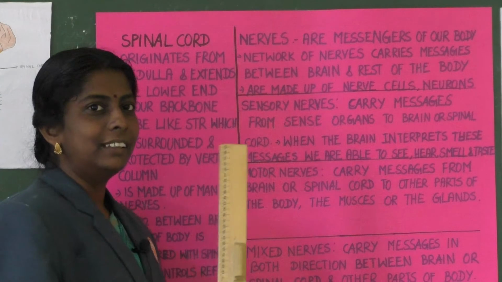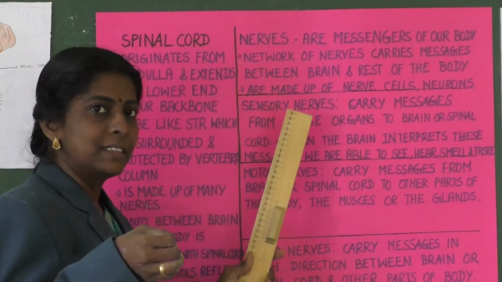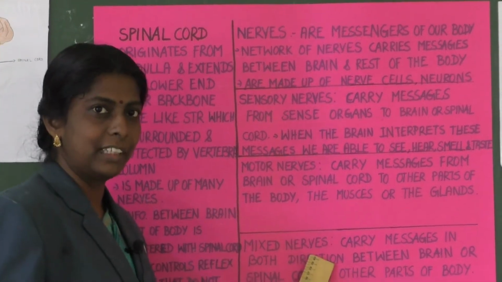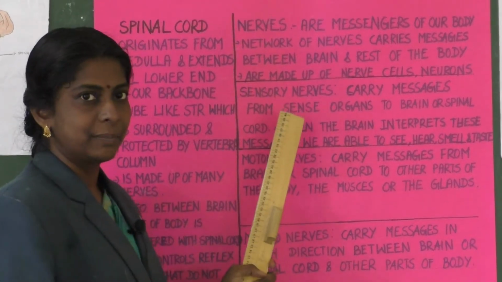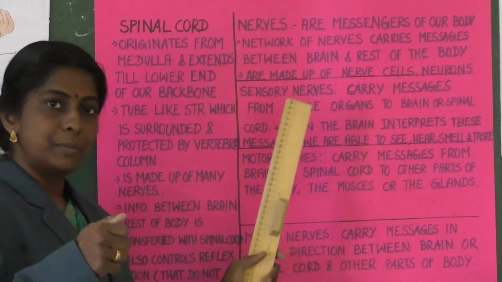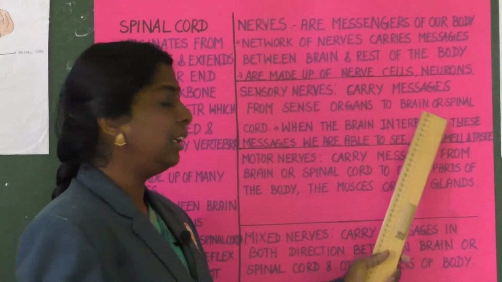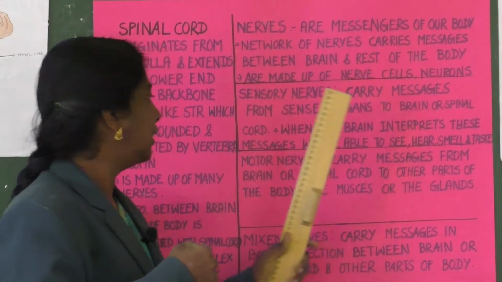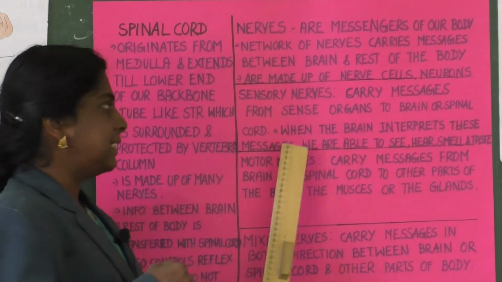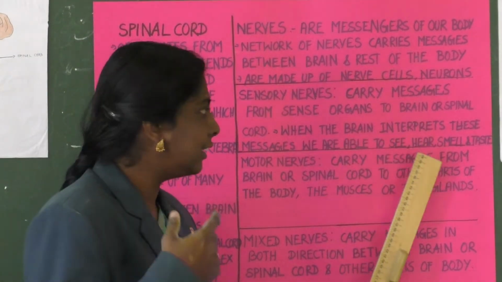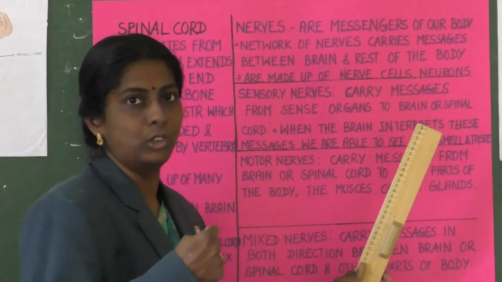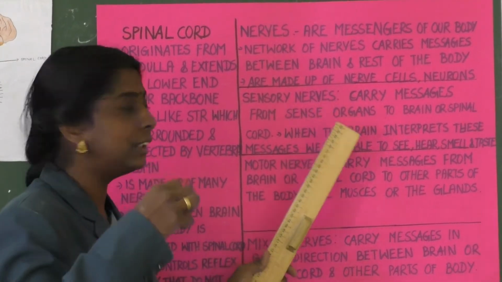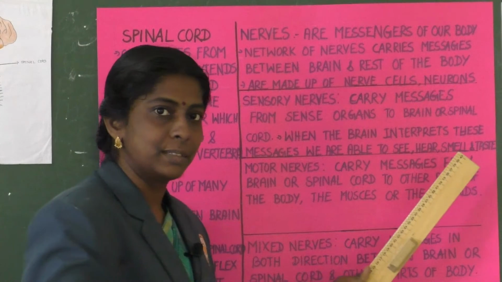Yes children. Further, nerves are of three kinds: sensory nerves, motor nerves and mixed nerves. Clear? First, sensory nerves. They carry messages from sense organs to the brain or spinal cord. When the brain interprets these messages, we are able to see, hear, smell, taste and feel. So this is about sensory nerves, carrying information from sense organs to the brain.